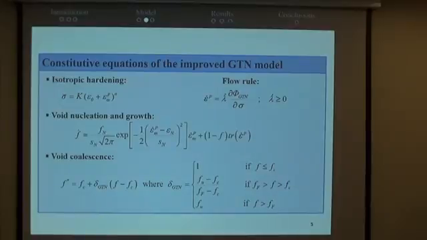To this yield function, we add the isotropic hardening of the matrix, which is defined by the Swift isotropic model, and the flow rule defining the normality law, the relation between the plastic strain rate and the derivative of the yield function with respect to the stress state. After that, we have the equation that describes the evolution of the damage, the evolution of the scalar f, which is the sum of the nucleation part and the growth part, and we add to these two parts the void coalescence, which is introduced in the initial GTN model.